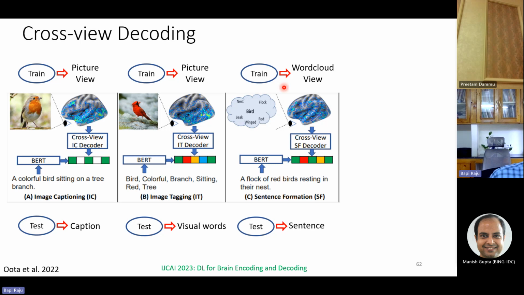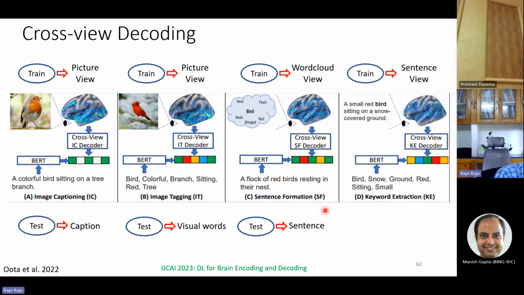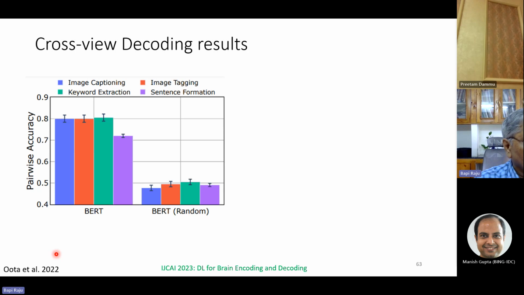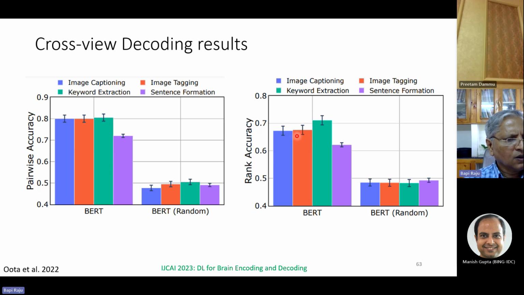And the last one is, can you actually generate a sentence formation process? I have a decoder that is trained on brain activation. Given brain activation, it predicts word cloud view, and we take this decoder but use it to generate a sentence from that. Sentence formation. And the last one is keyword extraction. This was published recently by our group, showing that cross-view decoding is also feasible. These decoders that we can build are quite generic. We get quite good pairwise and rank accuracy for all these tasks.